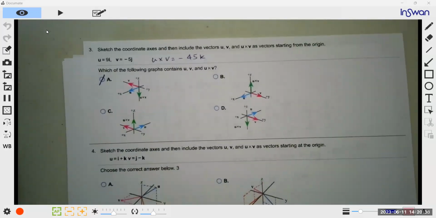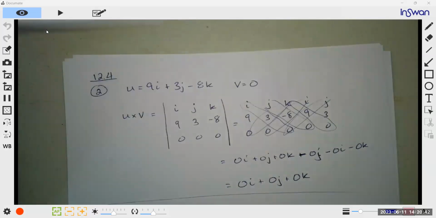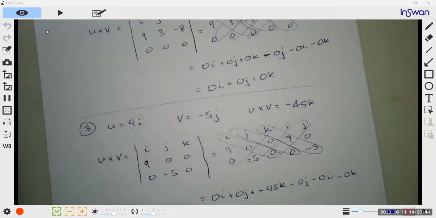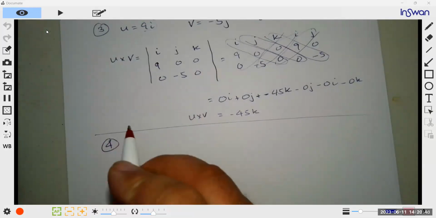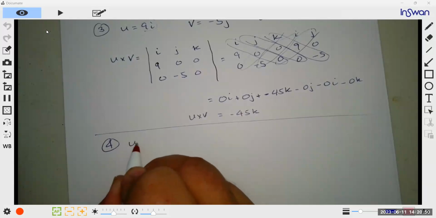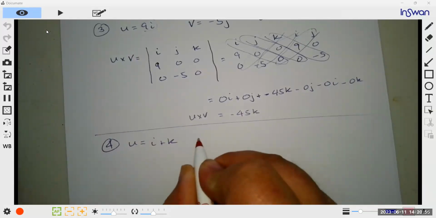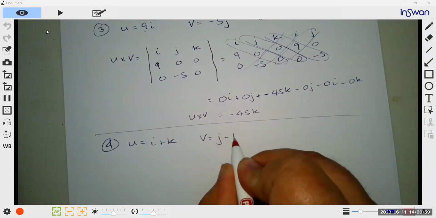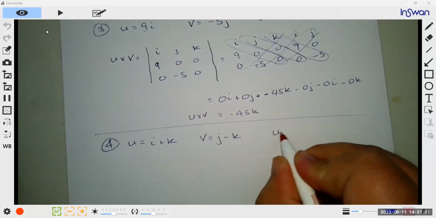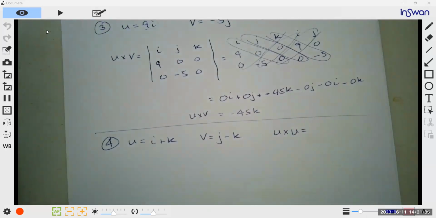-45k. So it's positive on the x, negative on the y, and negative on the z. Okay, do the same thing here, this next one. Let's go ahead and draw that one out. U equals I plus K, V equals J minus K, and let's figure out what U cross V is.